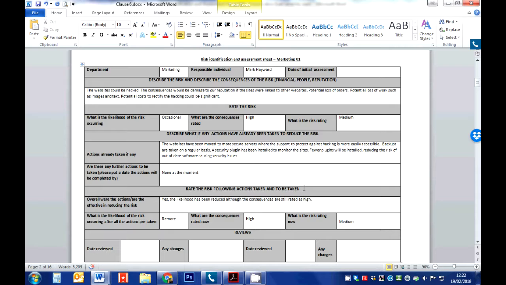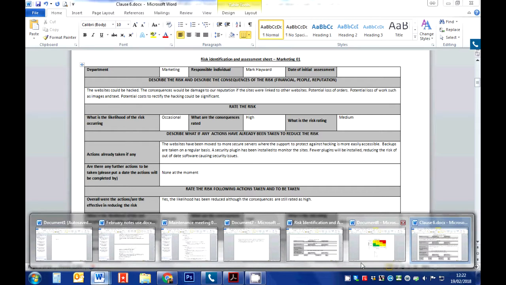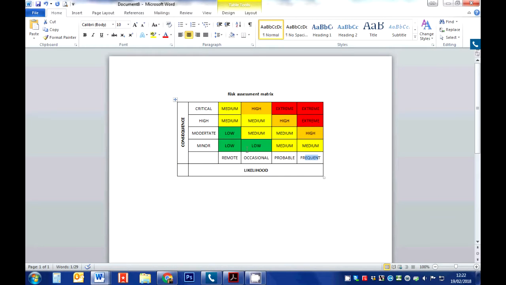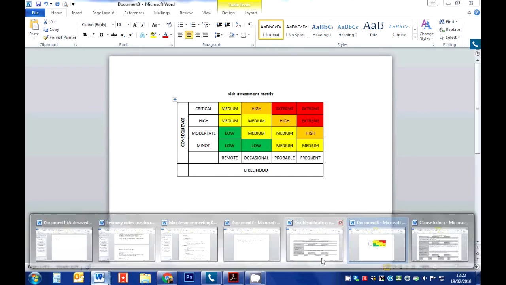So really this is going to be down to your own company, but for us the likelihood of it happening is occasional. We have been hacked in the past, and it's a possibility it might happen again in the future. I've rated the consequences as being really high, so like I said, there's cost of reputation, potential loss of orders, cost to finances, having to rectify the problem, so it's quite a significant consequence. So then we've rated that as medium. So you've got occasional and high, which then gives you a medium risk on the risk assessment matrix.